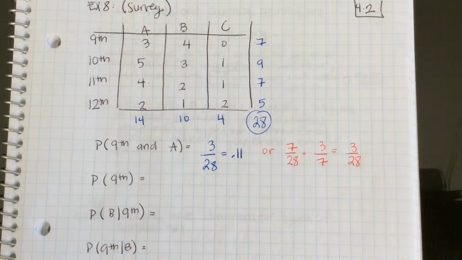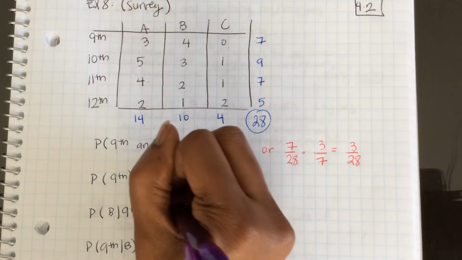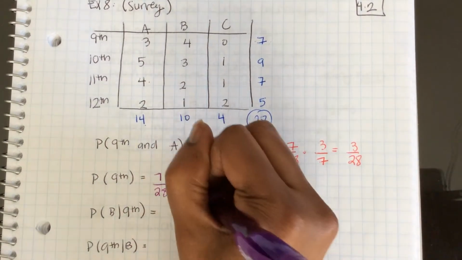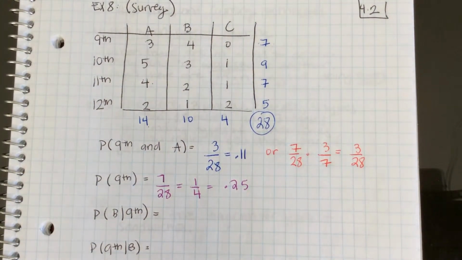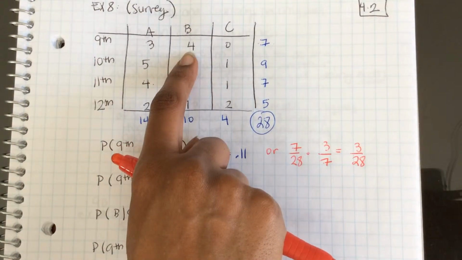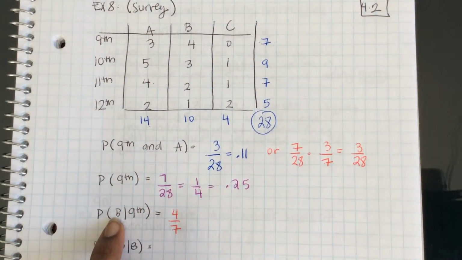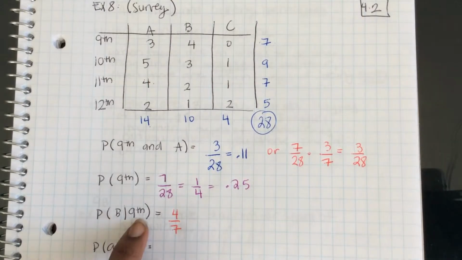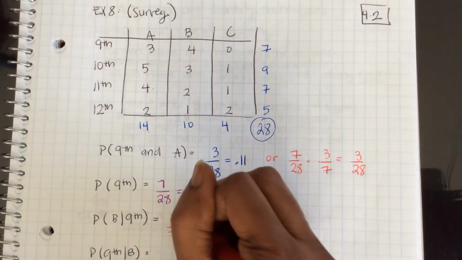Okay, what's the probability of being a ninth grader? Well, we already did that in the last one. 7 out of 28, or 1/4, or 0.25. What is the probability of getting a B given that you're a ninth grader? It's going to be 4 out of 7. So 4 students have a B out of 7 ninth graders. 4 divided by 7 is 0.57.